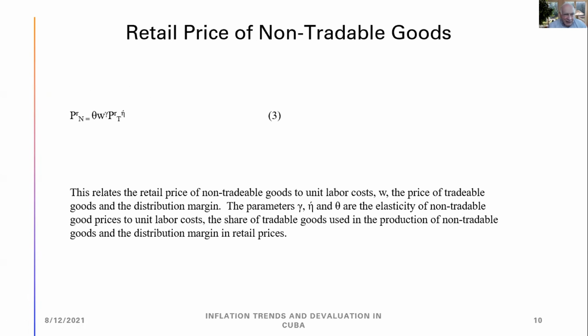Now, for non-tradables, these are accounting equations, essentially. They're not really market equations. We are just trying to mechanically look at the relationships, at least in the very short term. So non-tradables are a function of labor unit cost, W, and an elasticity of unit labor cost, gamma, and also a variable for the input of tradable goods in the production of non-tradables. And theta is the retail margin variable.